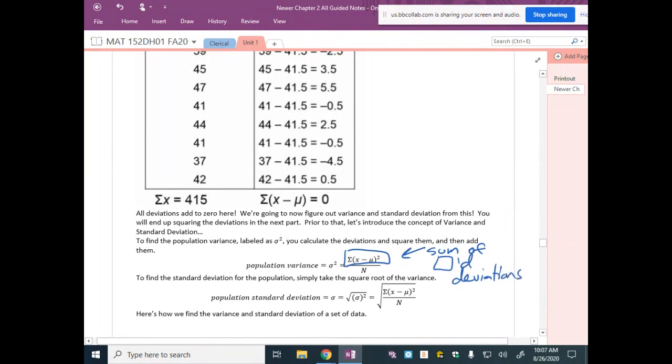So that's the sum of squared deviations, and then we ultimately divide that by n, the number of pieces of data. And to find the standard deviation, well, that's even simpler. All we have to do there is take the square root. Take the square root, and we're done. That's for population. Now, I am also going to show you how to do all this on the graphing calculator.